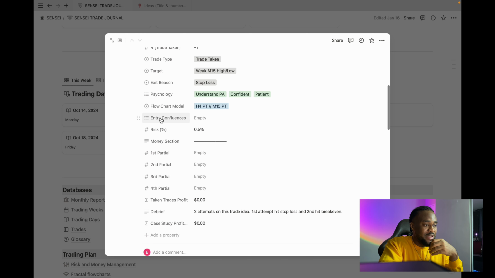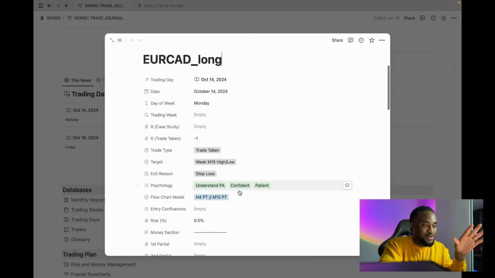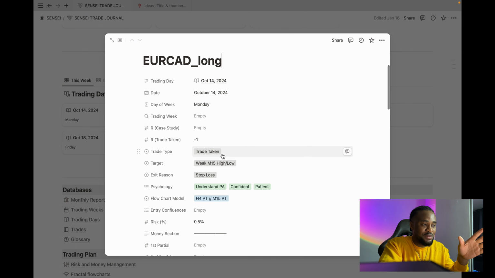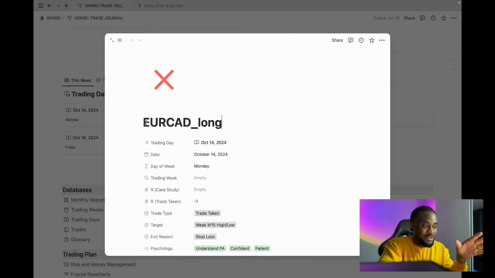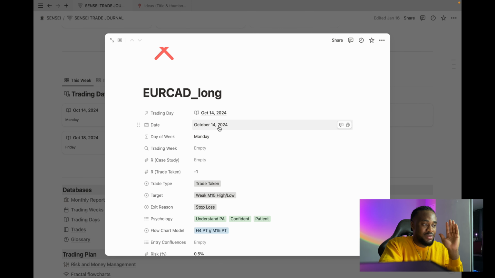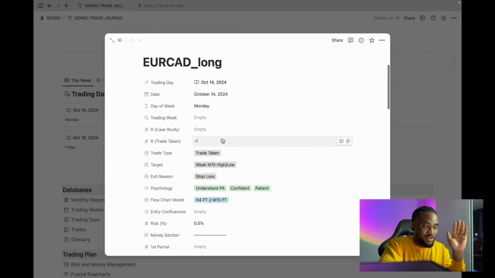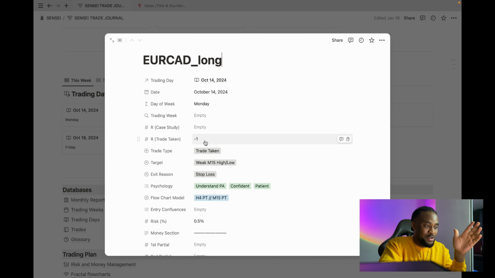We can see right here is the trade itself. So now this is the trade log itself, for this whole session, for this trade alone. I took Euro CAD and I took a long on it. I bought the Euro CAD on this day, 14th October 2024, on a Monday, right? I took a loss of minus 1%.